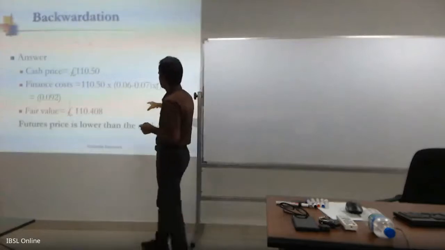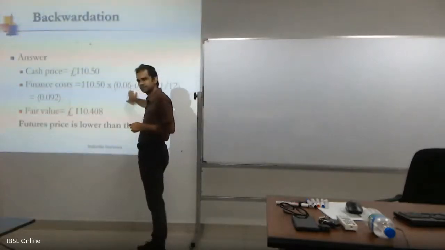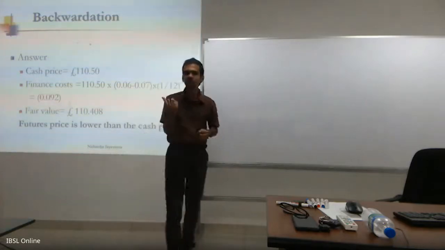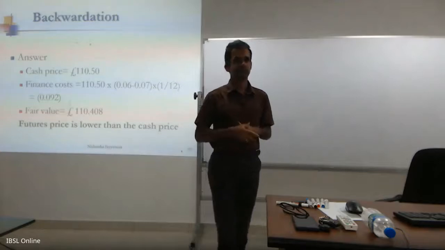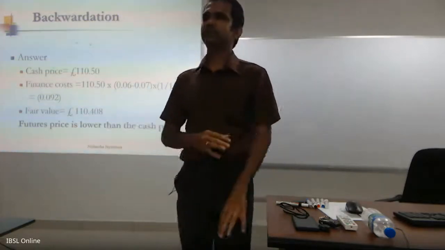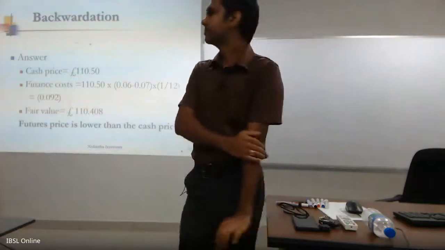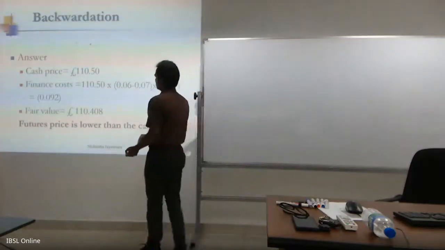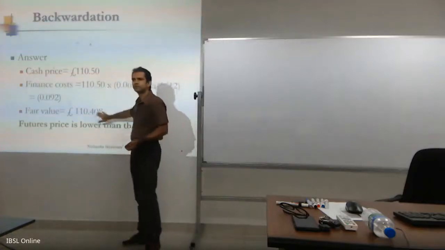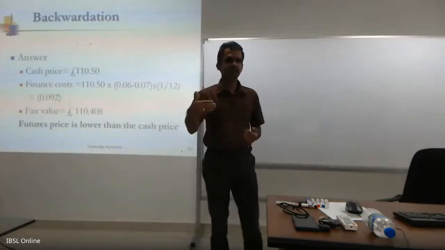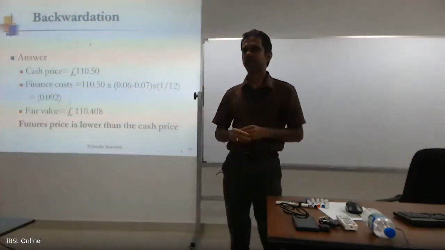So instead of calculating benefits and cost separately, the net cost is calculated as the difference between two interest rates. Same thing, because the period is the same, only two interest rates. So it's 10 pence lower than the cash price. The futures price is lower than the cash.